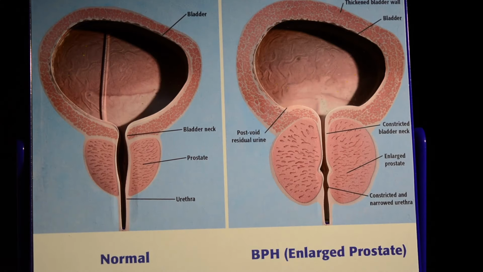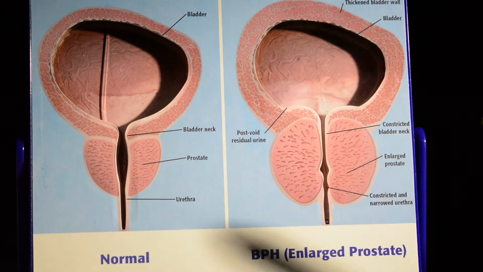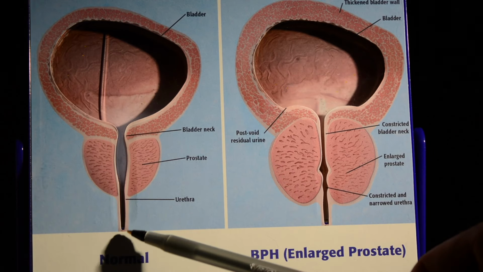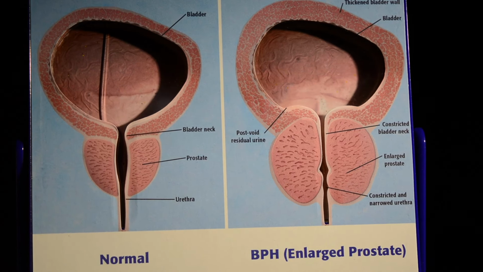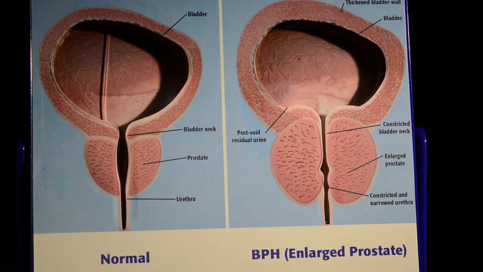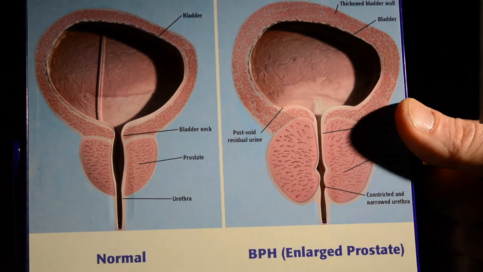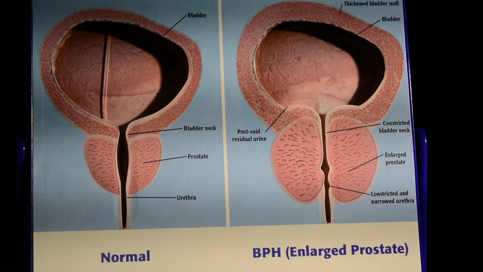So I'm going to go to this model right here, and I'm going to show you that this is the bladder, and this bladder contains the urine, and when the urine wants to come out, it goes through this passage here. The passage is called the urethra, and it goes through the prostate, and when the prostate gets enlarged, the prostate starts crushing in on that urethra. So now, instead of having a nice big passage, you're going to have a tiny passage. It starts getting very thin, so now it's very hard for the urine to go through.